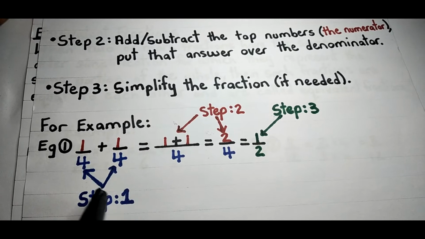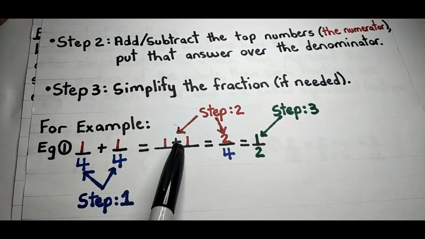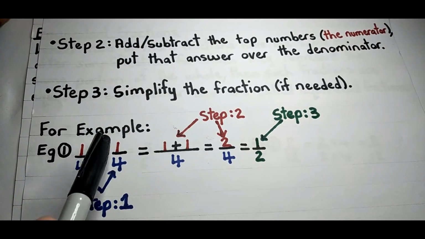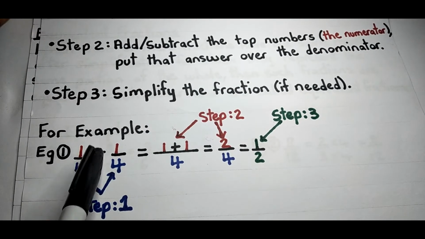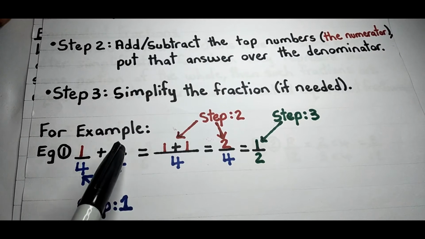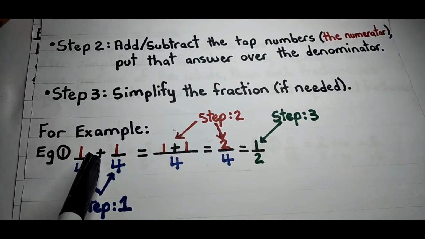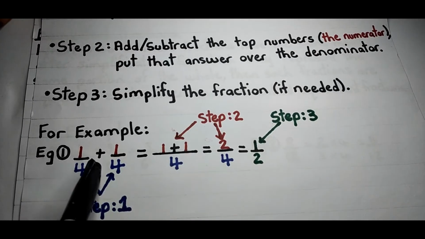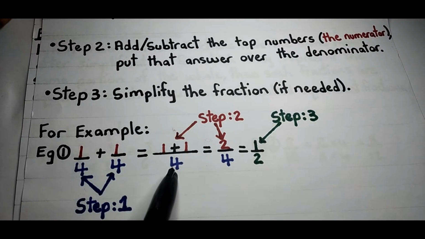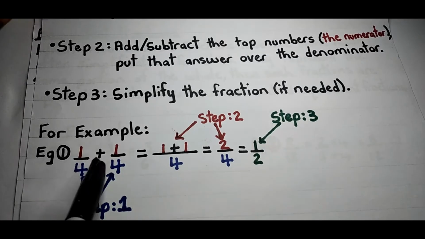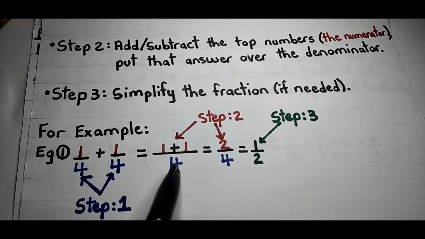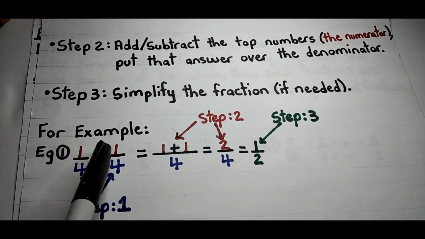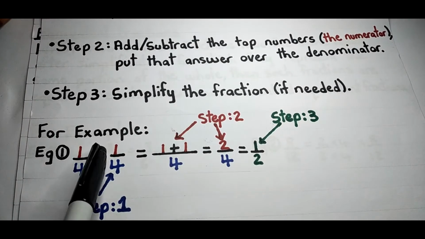Now, once the denominators are the same, we can then add, because this is an addition sign. If it was a subtraction sign, then we would have subtracted. But because this is an addition sign, we add the numerators, and we keep the common denominator, which is 4. We then add the numerators, so we have 1 plus 1.